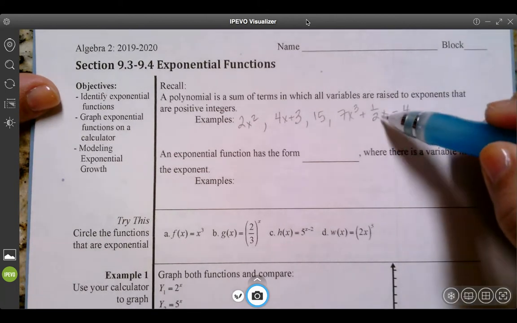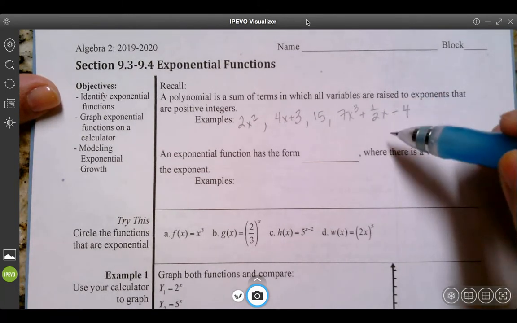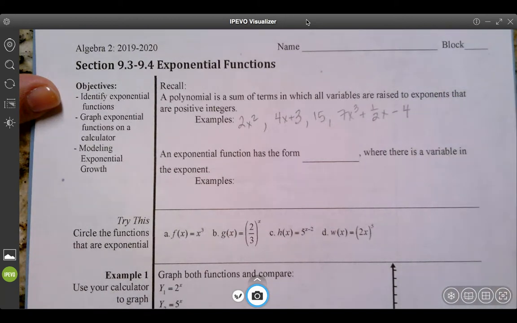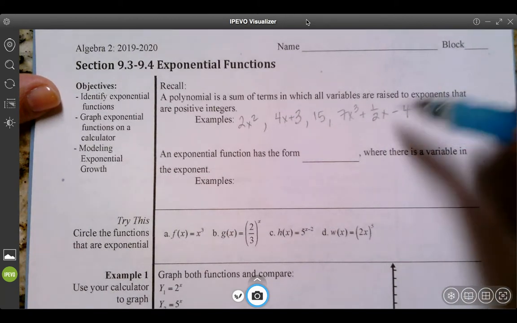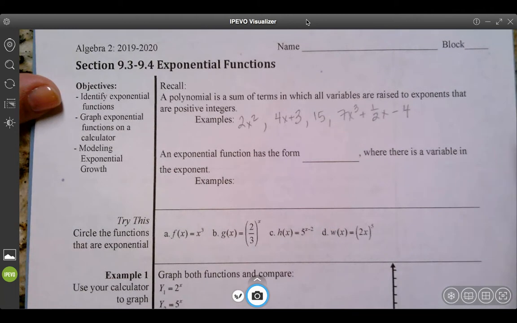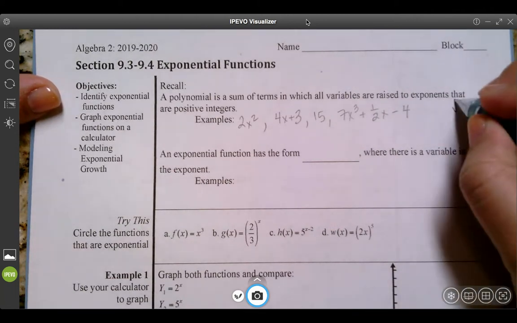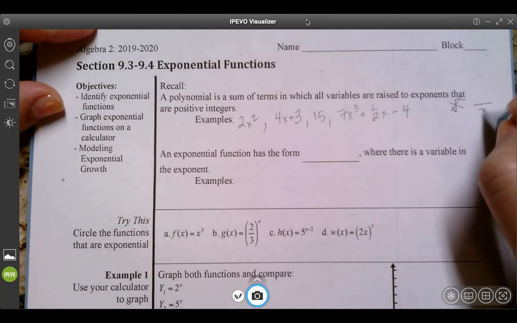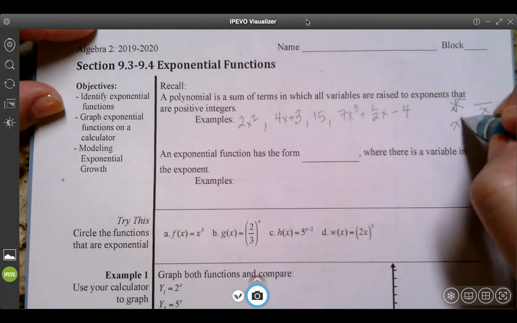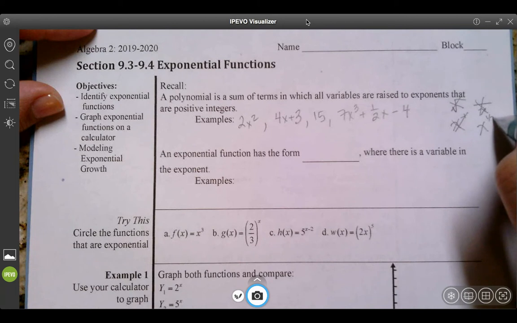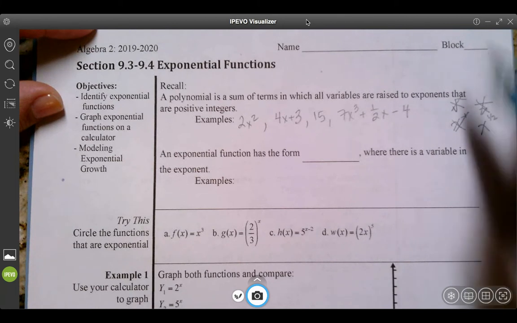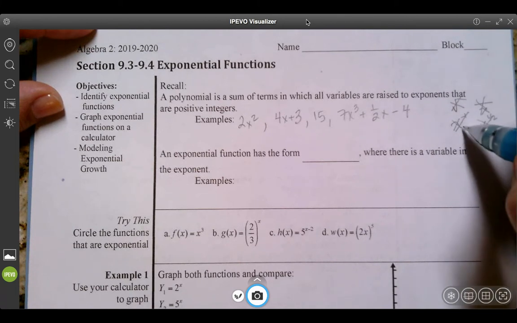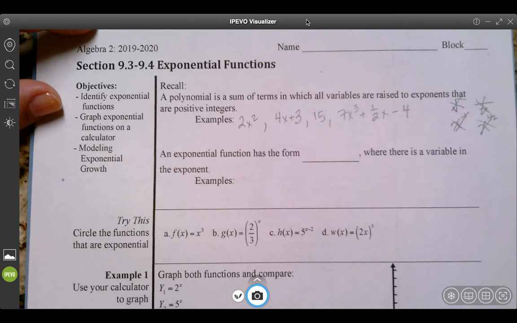We can't have any variables in the denominators, and we can't have any variables with negative exponents, because that would mean that we have a variable in a denominator, okay? So those are the rules for polynomials. That's no square roots, no variables in denominators, no variables with negative exponents, and no variables with fraction exponents, right? So fraction exponents or radicals, negative exponents or fractions, okay? Those are polynomials, as we've been using throughout the year.